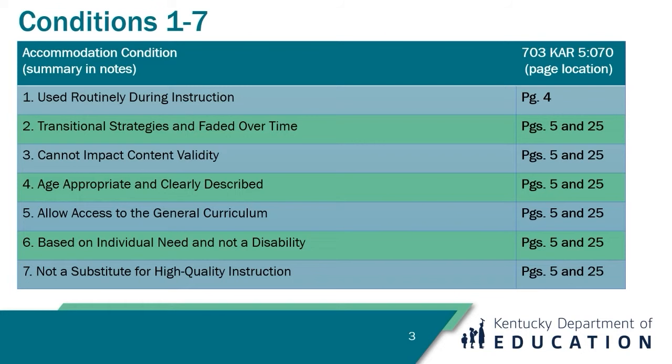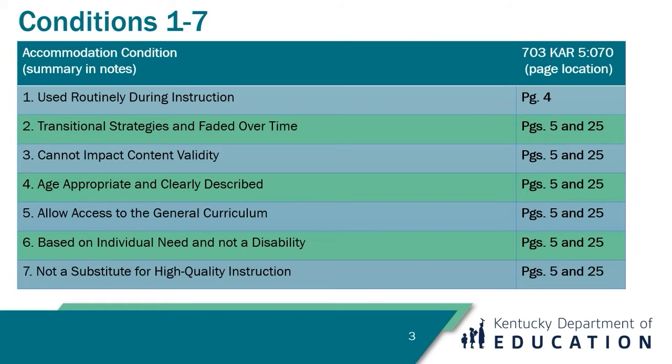Number 3. Accommodations shall not impact the content validity being measured. Accommodations outlined in this document are considered appropriate for state-required content assessments when the accommodations are administered according to the directions in this document. Number 4, accommodations shall be age-appropriate and clearly described in the student's IEP, 504 plan, or PSP. Number 5, accommodations shall be for the purpose of students accessing the general education curriculum.